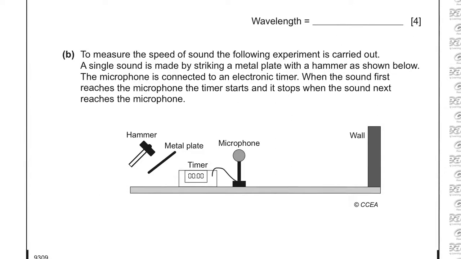Part B. To measure the speed of sound, the following experiment is carried out. A single sound is made by striking a metal plate with a hammer, as shown below. The microphone is connected to an electronic timer. When the sound first reaches the microphone, the timer starts, and it stops when the sound next reaches the microphone.